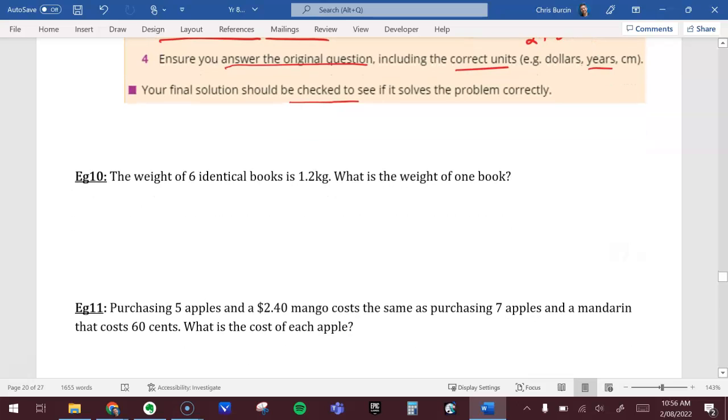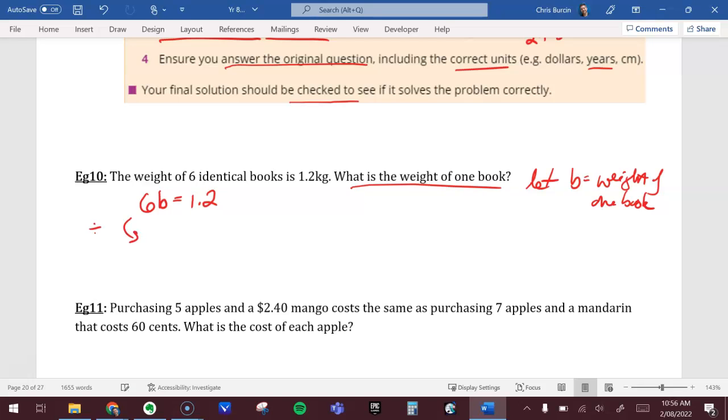So, number one, the weight of 10 identical books is 1.2, so they're all going to be equal weight. What is the weight of one book? So 6 books. Let's let the pronumeral b equal the weight of one book. That's what we want. One book. So if b equals one book, then we have 6b is equal to 1.2 kilos, and we'll put that kilogram in there later.